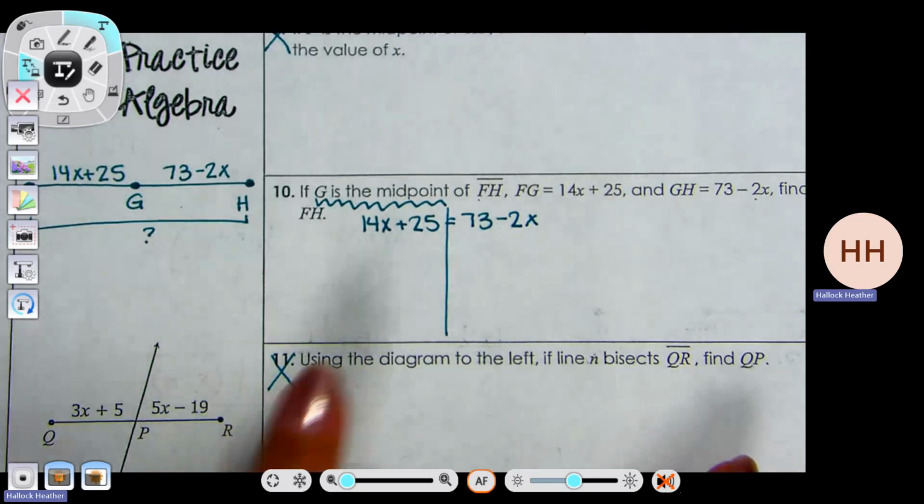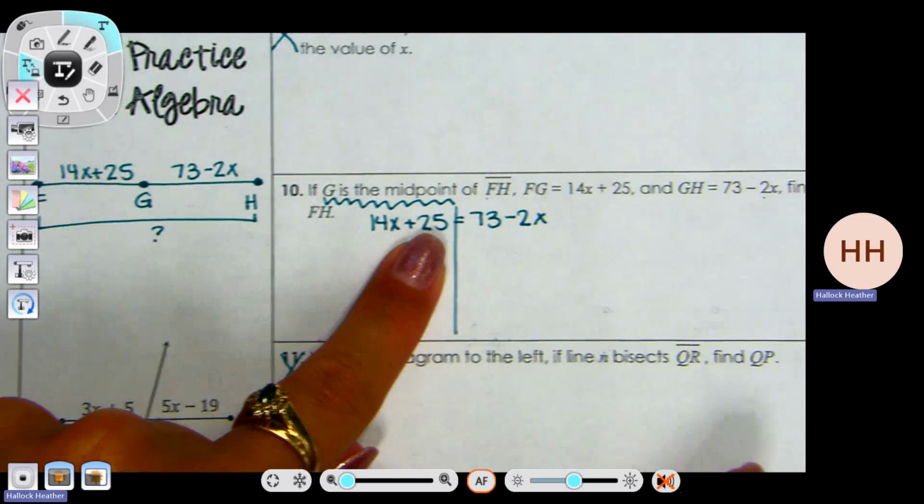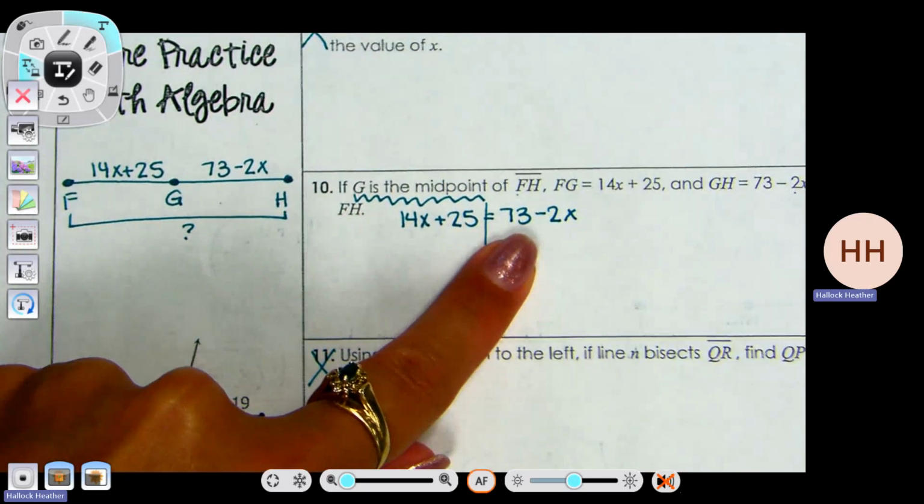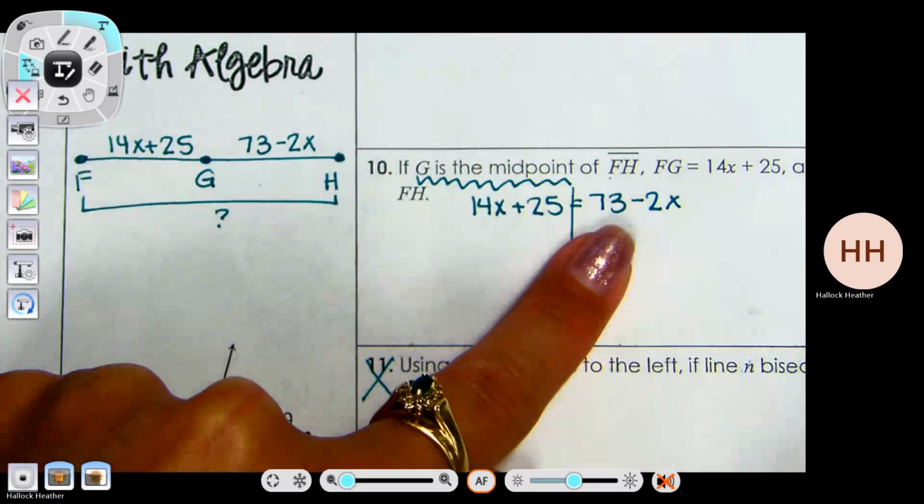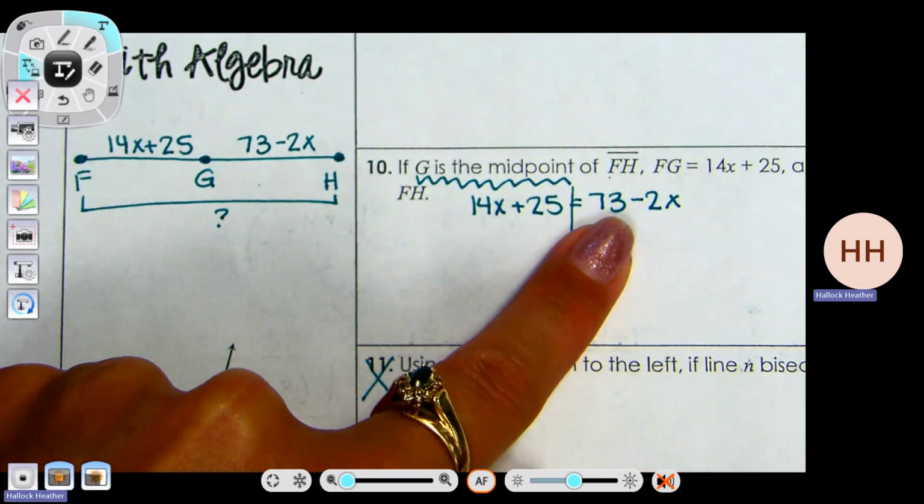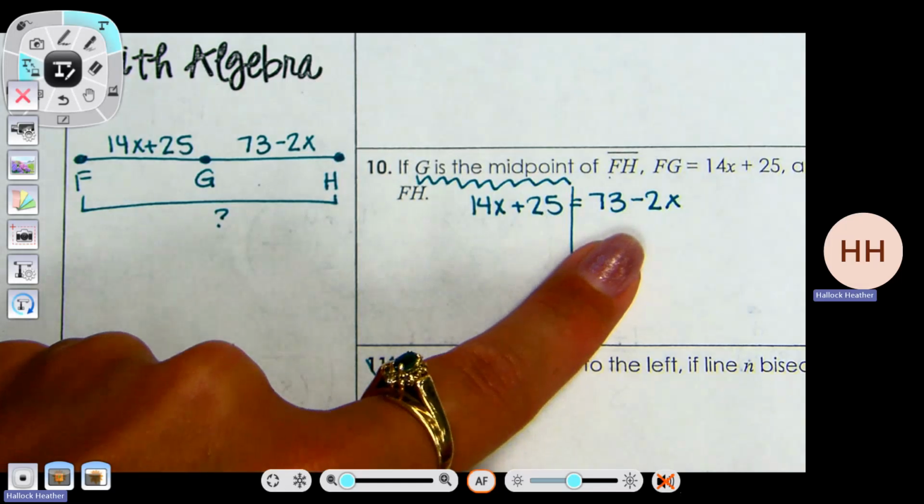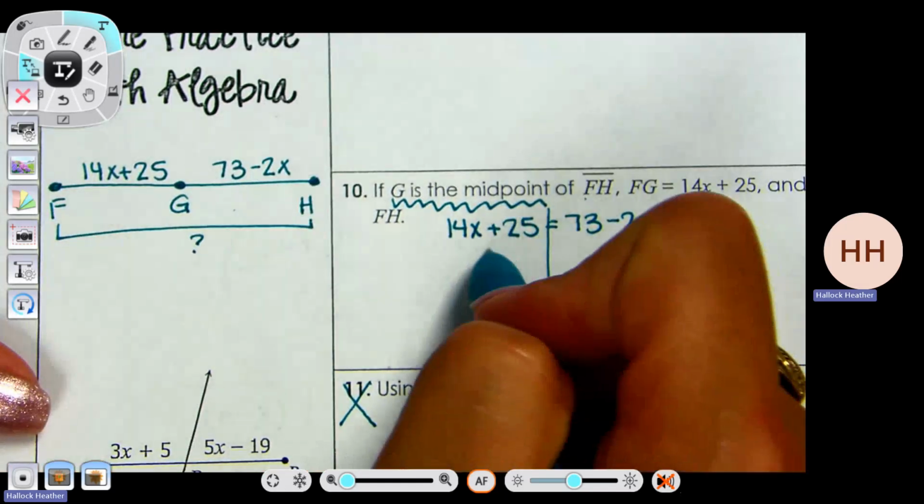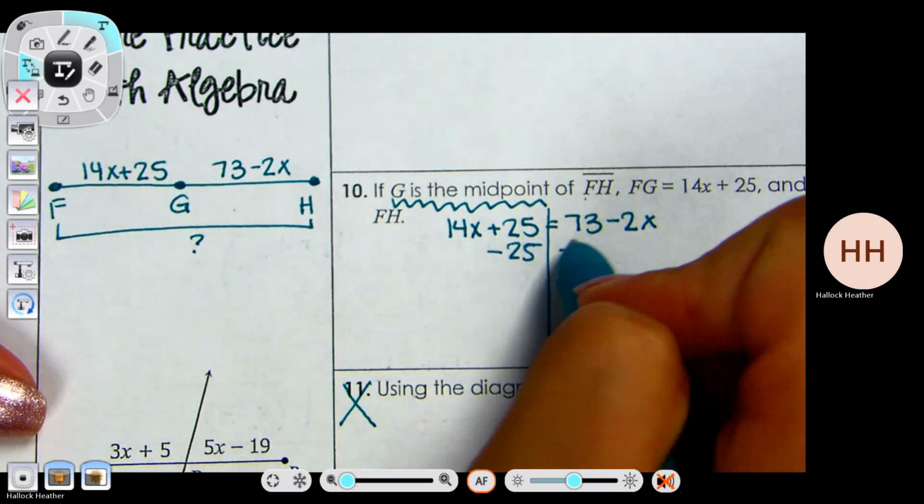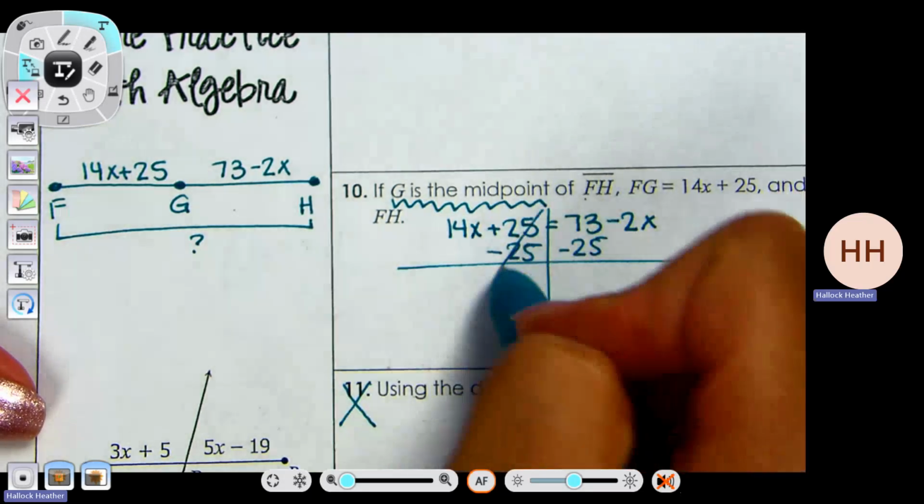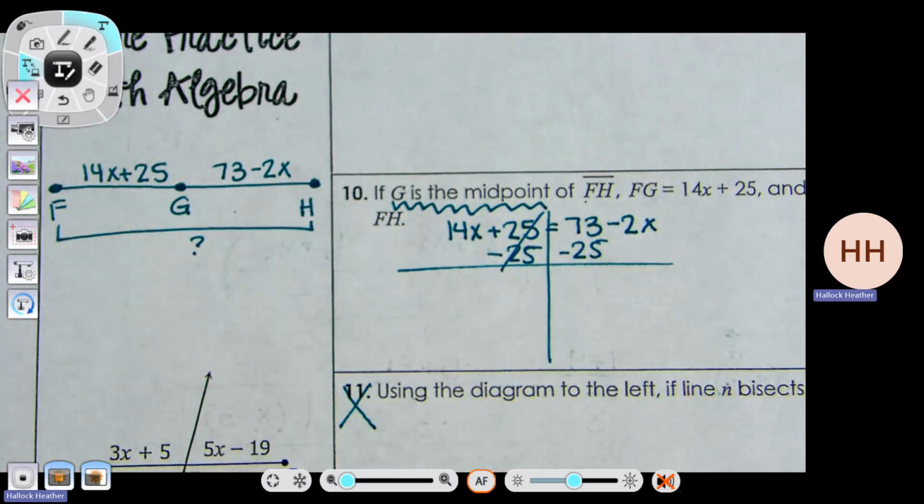Do you want to move the 25 or do you want to move the 73? It doesn't matter. You really want to move the 73? No, I'm going to move the 25. Okay, we're moving the 25. This is a dictatorship, guys. I'm moving the 25 just because it's smaller.